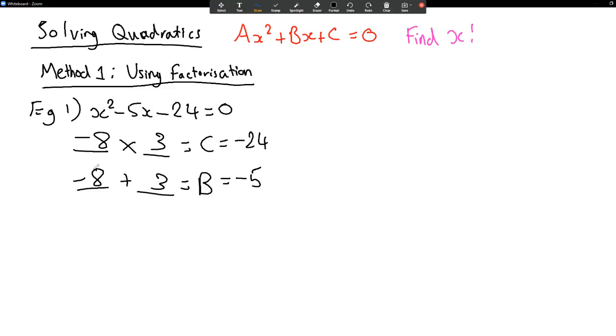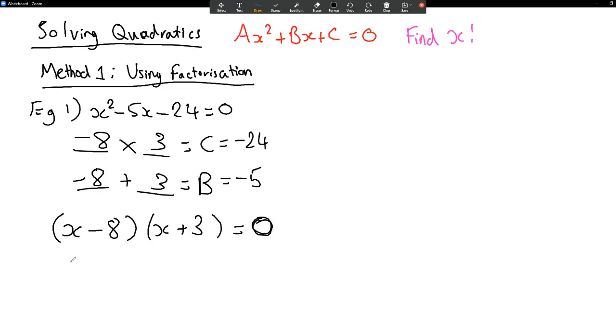Now we want to put it into our brackets. So we have two x's like so, and then we put in the minus 8 here and the plus 3 here. So now we have our brackets, and remember this still equals 0, and this is how we can solve it, because it equals 0. If this side of the equation equals 0, that must mean that either x minus 8 equals 0 or x plus 3 equals 0.